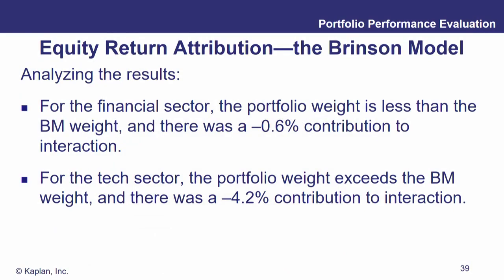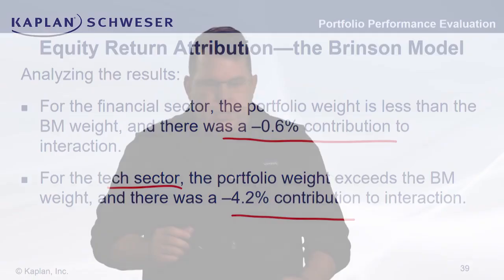Okay, so analyzing the results from that interaction effect, the financial sector, the portfolio weight was less than the benchmark weight, and there was a negative 0.6% contribution to interaction. And for the tech sector, the portfolio weight exceeded the benchmark weight, and there was a negative 4.2% contribution to interaction.